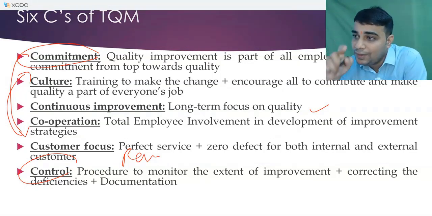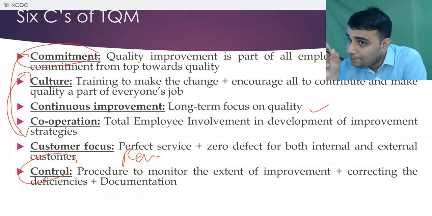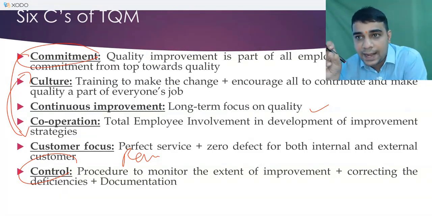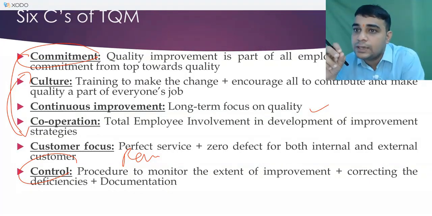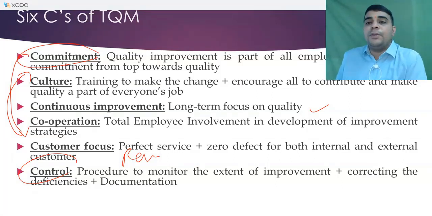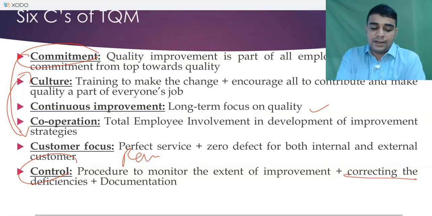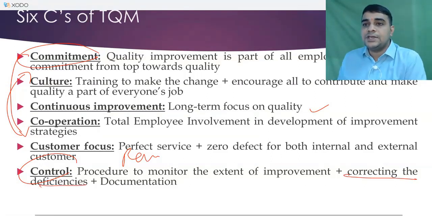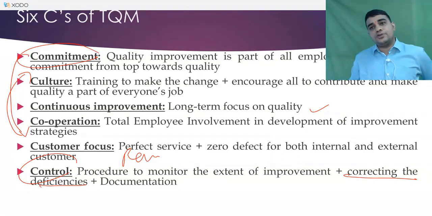So whatever you are implementing, you have a set target. You will have to measure the performance, whether that is actually happening or not. If you want a quality improvement, you will have to check whether there is an improvement in the quality or not. If there is an improvement in the quality, great. If there is no improvement in the quality, then there are deficiencies. You will have to take corrective action on those deficiencies.